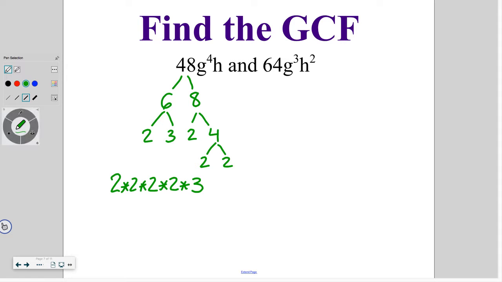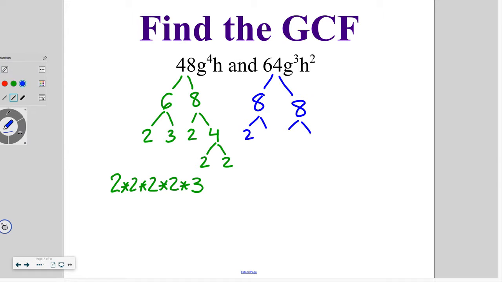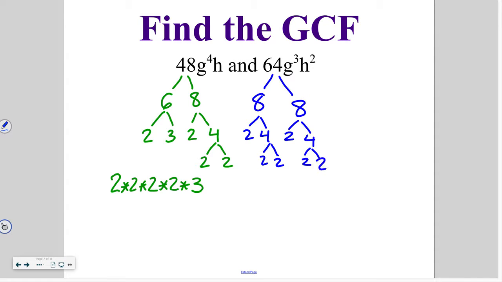We could do the same thing with 64, breaking it down into 8 and 8. Both of those break down to 2 and 4. And both of our 4s can break down to 2 and 2. So giving us 6 2's being multiplied for the prime factorization.